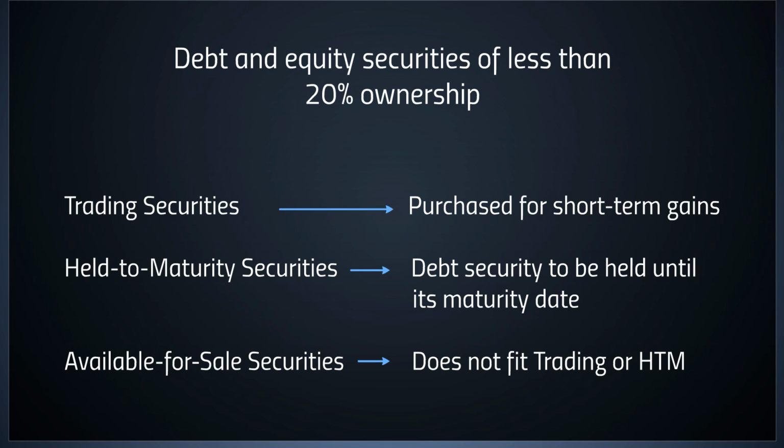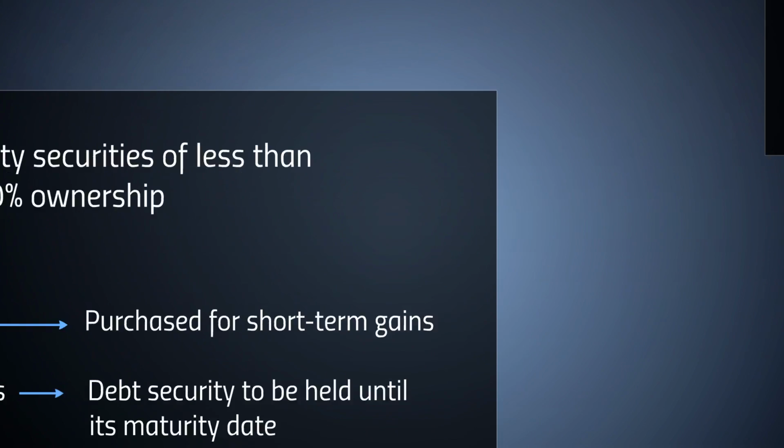Trading securities are when we purchase a security with the intent of only holding it for a short time frame. So we're looking at short-term gains and losses. Held to maturity securities are only for debt securities in which we're willing and able to hold on to the security until its stated maturity date. And then finally, available for sale securities, which is anything that doesn't fit into the other two categories.